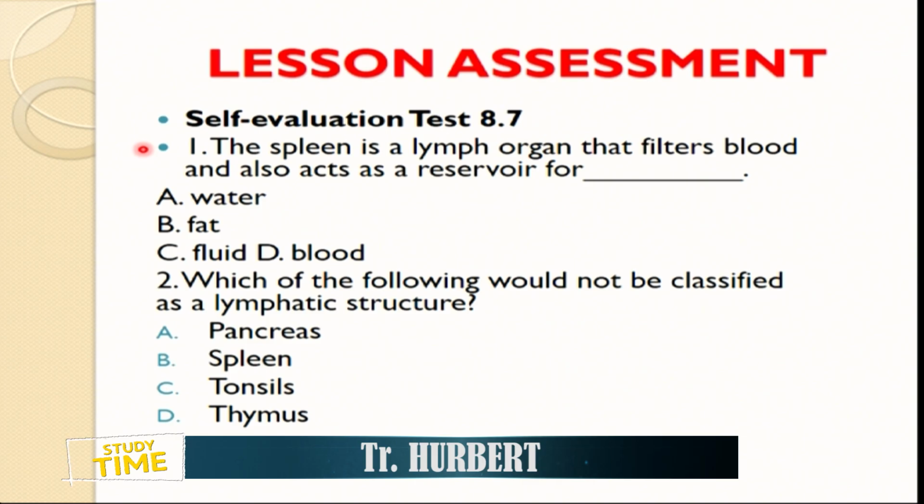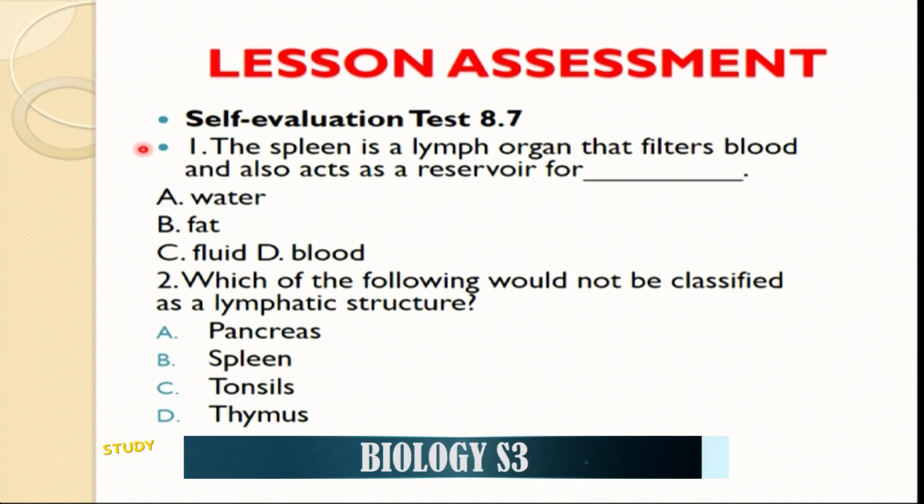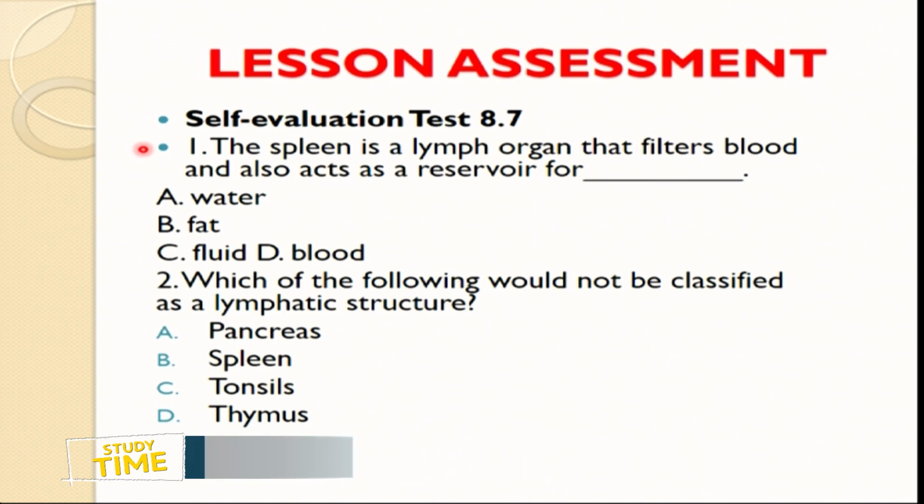The spleen is a lymph organ that filters blood and also acts as a reservoir for water, fats, and fluid. Which of the following would be classified as a lymphatic structure? Pancreas, spleen, tonsils, and thymus.